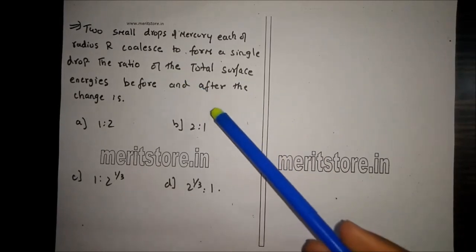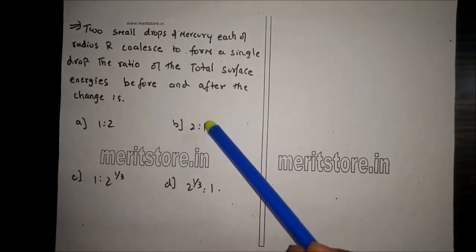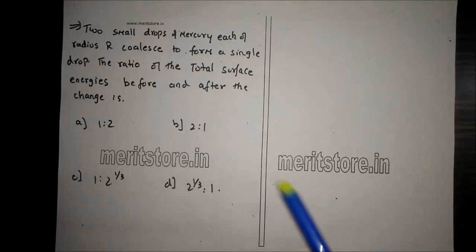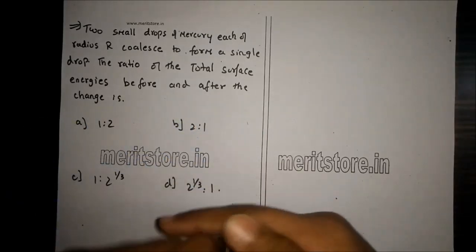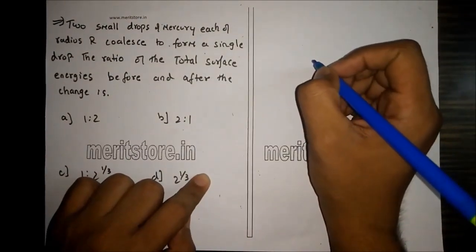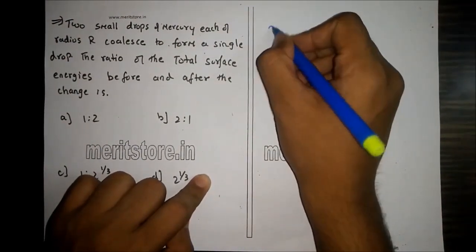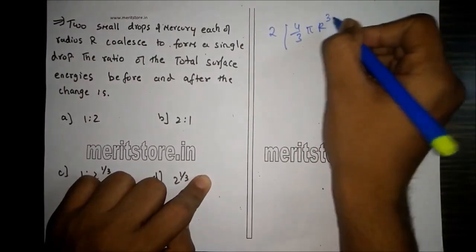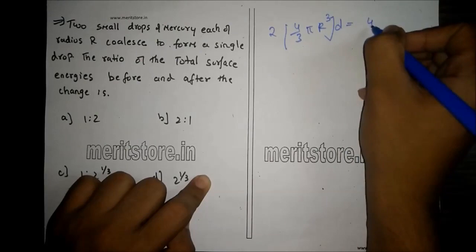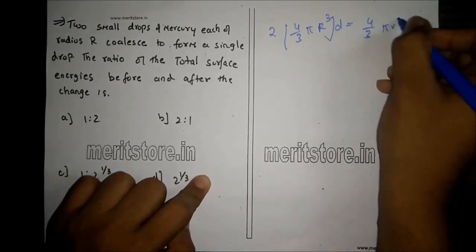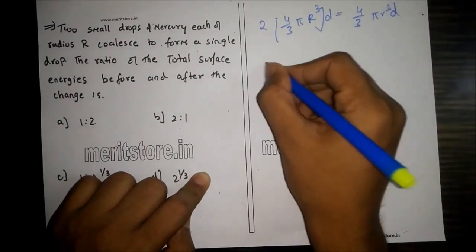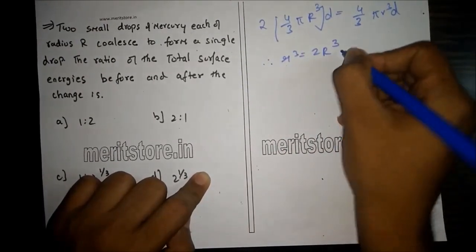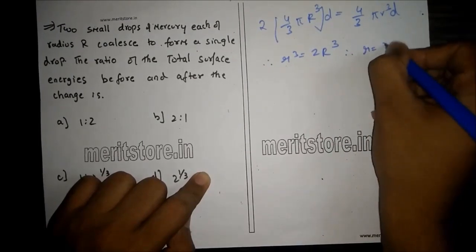Two small drops of mercury, each of radius r, coalesce to form a single drop. The ratio of the total surface energy before and after the change is, here are the options. Now, first we need to find the relation between small r and capital R. Therefore, 2 into 4 by 3 pi r cube into d will be equal to 4 by 3 pi R cube d. Therefore, R cube is 2r cube, which means R is equal to 2 raised to 1 by 3 r.